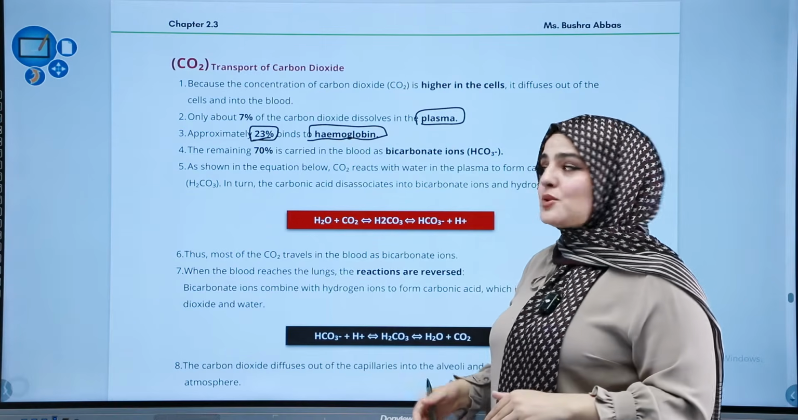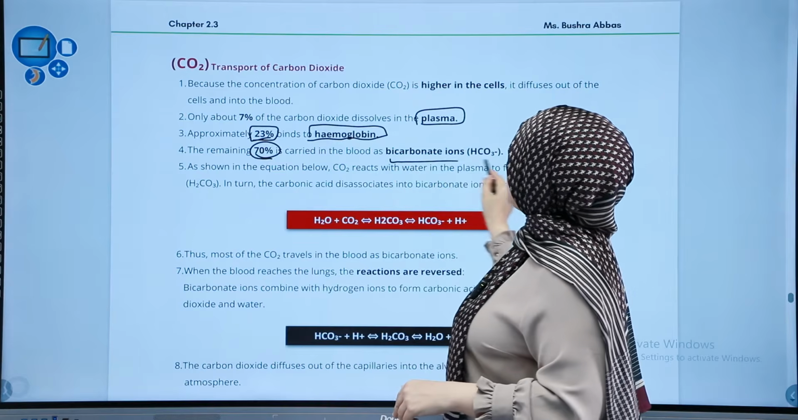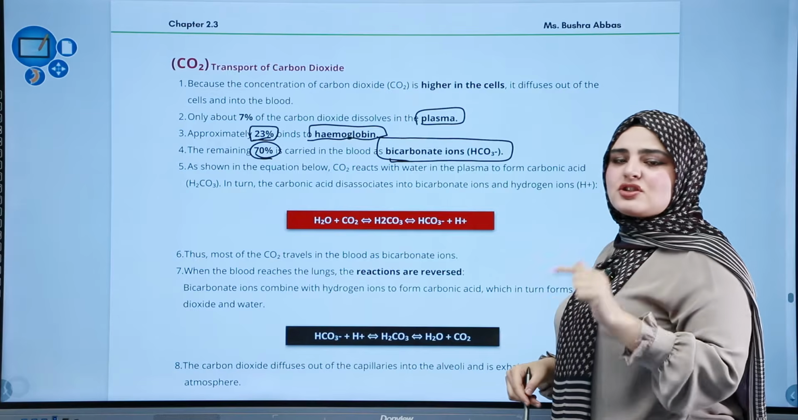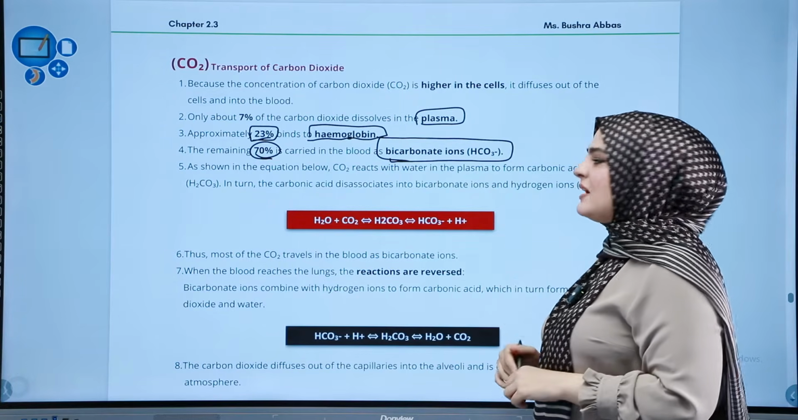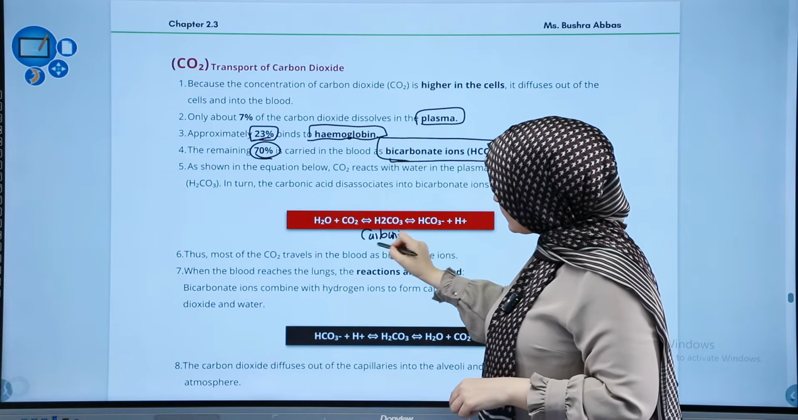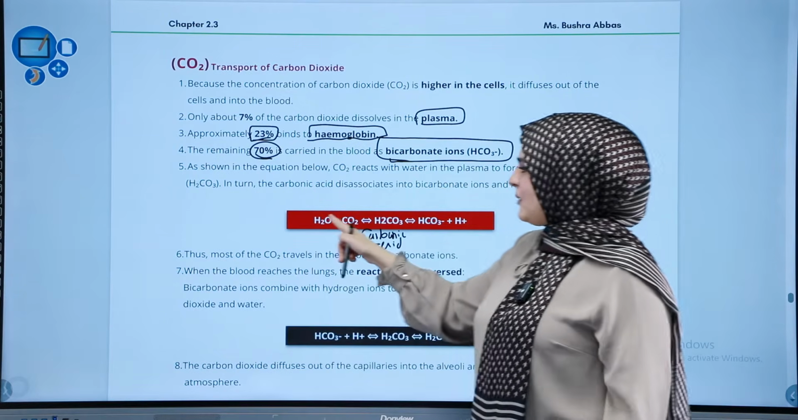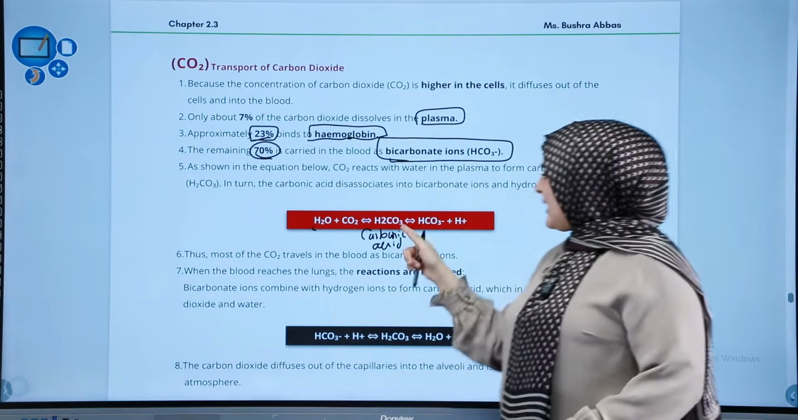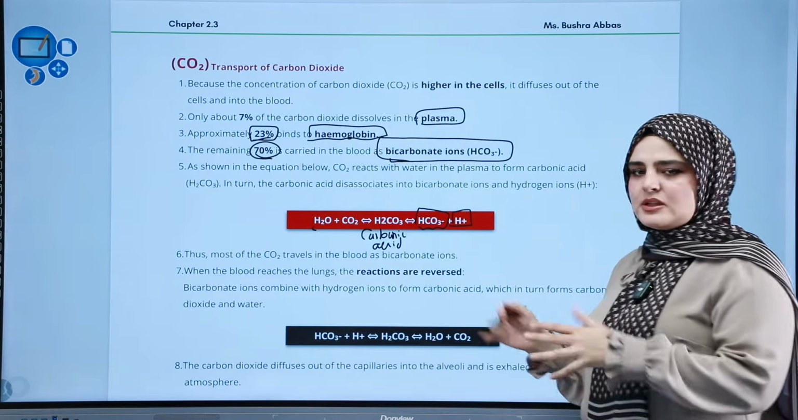The remaining 70%, because the dissolved one was 7, the remaining 70% is going to be transported in a shape called bicarbonate ions, HCO3 minus. Bicarbonate ions, you know too well that carbonic acid, okay, it's a very unstable and weak acid made from H2O and CO2 reaction. It's going to get split, and then it gives us what? The bicarbonate ions and of course an H plus.